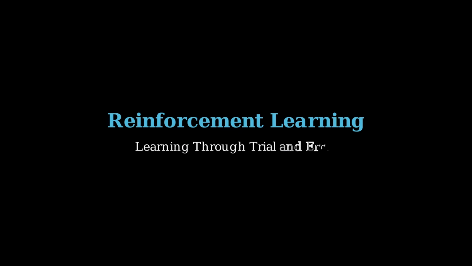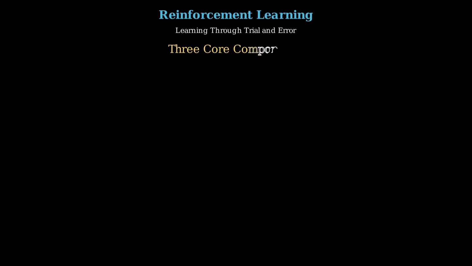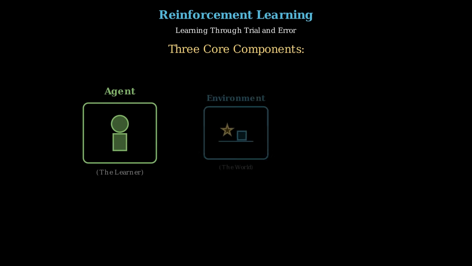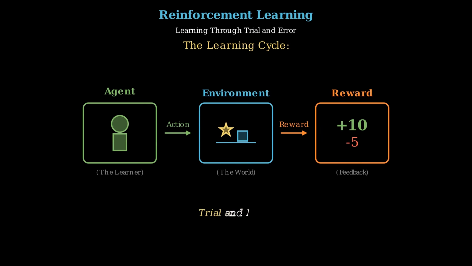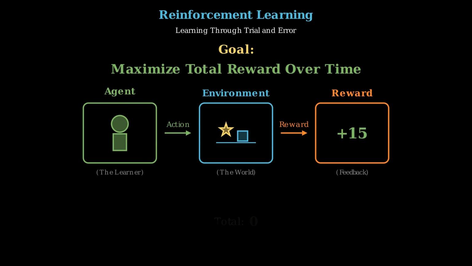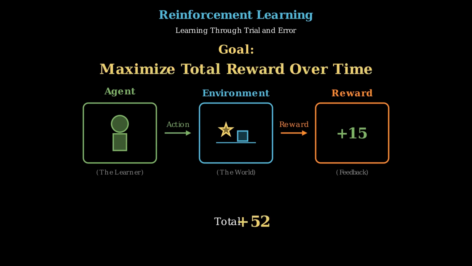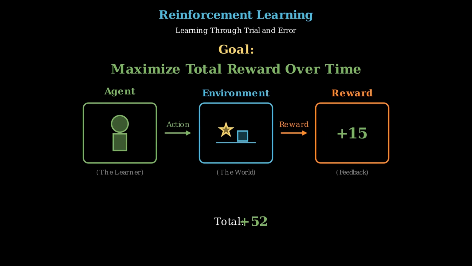Lastly, we have reinforcement learning. Reinforcement learning is all about learning through trial and error. The core idea is built around three things: an agent, an environment, and a reward. The agent is the learner, the thing that's making decisions. The environment is everything the agent interacts with. And the reward is the feedback signal, a score the agent receives after taking an action, telling it whether that action was good or bad. The agent's goal is simple: maximize its total reward over time.